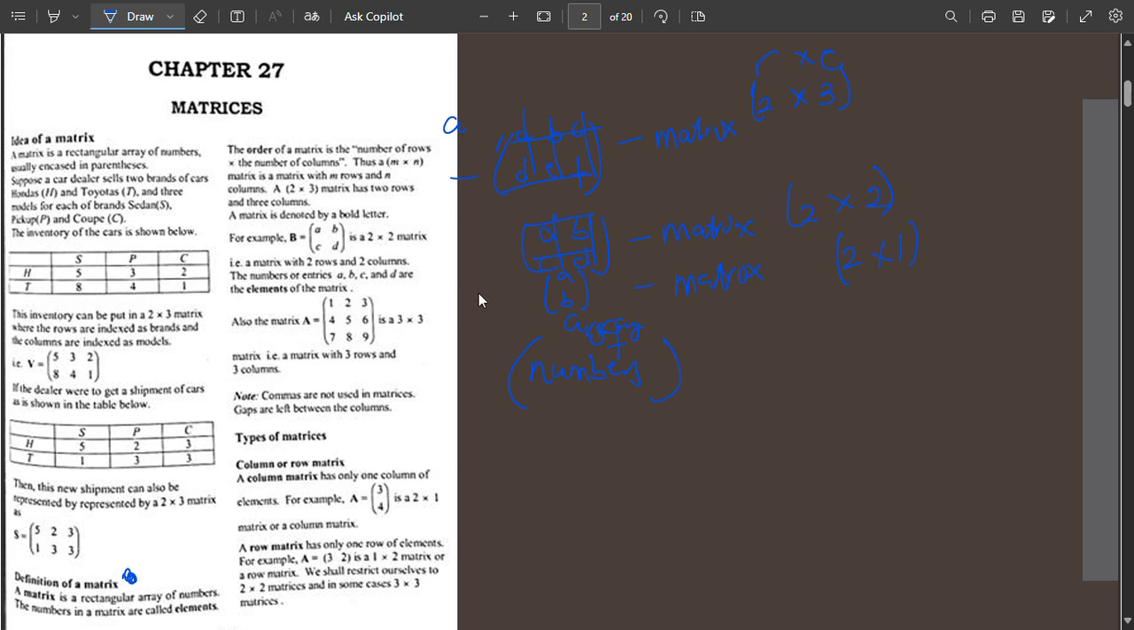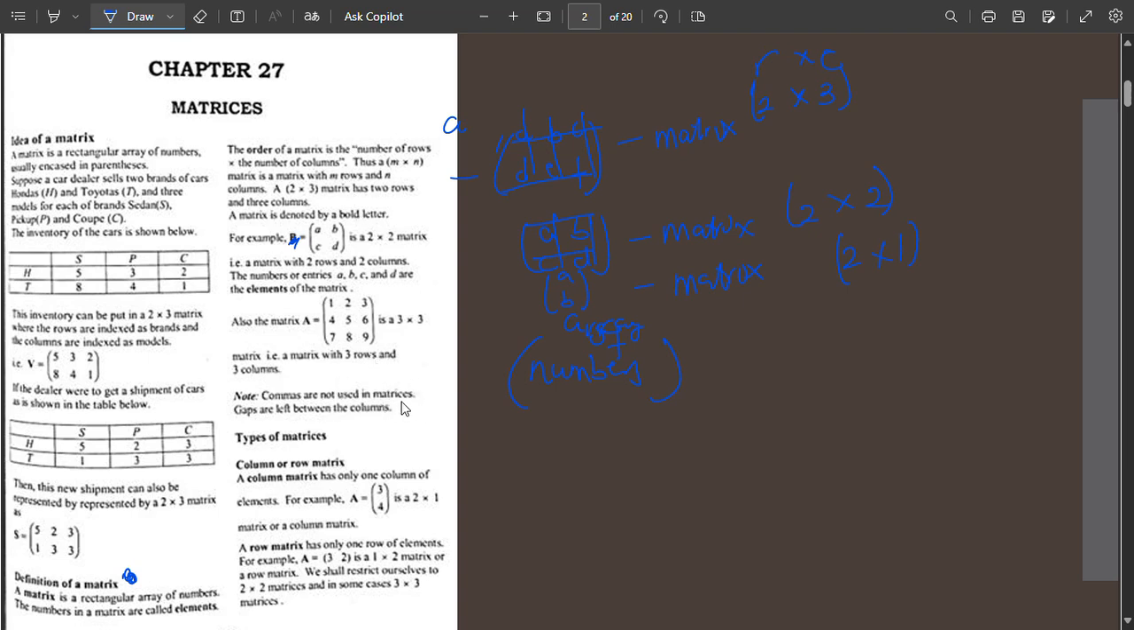Note also that a matrix in printing will be denoted by a capital bold letter. Then the elements will be shown. Perfect. I think we are good with all this, right?